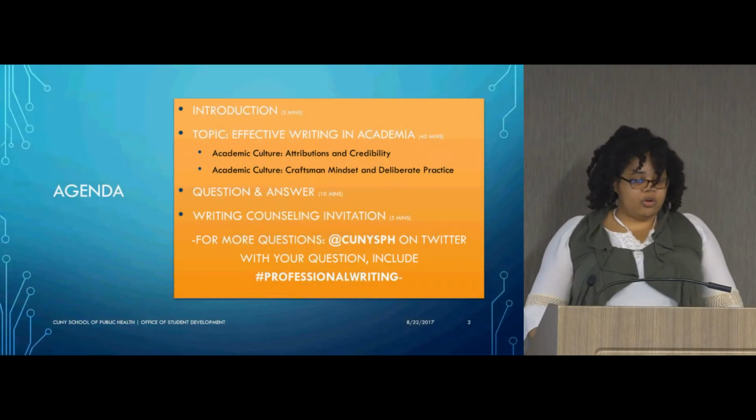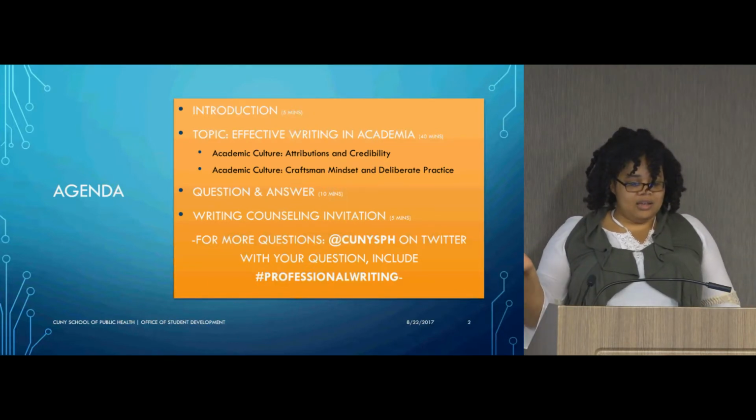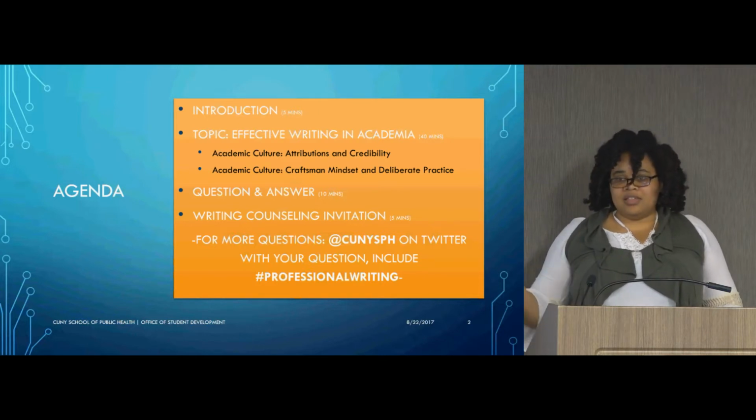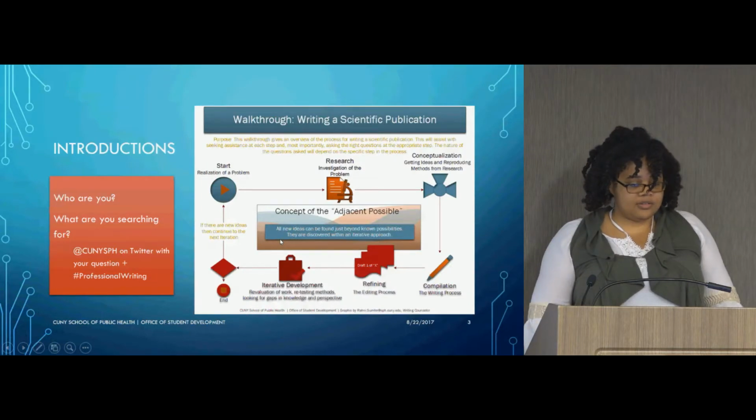So the agenda for today: introduction, then we'll be going over the topic, effective writing in academia, which is broken up into two parts. The first is attributions and credibility, and the second is the craftsman mindset and deliberate practice. We'll also be doing a question and answer, and of course I'll be explaining how to get appointments with me and some other services that we offer. And like I said, if you have any questions during the presentation that you don't want to get up and ask, either jot it down and ask it at the end, or you can just tweet us. I have our Twitter feed on deck for us.